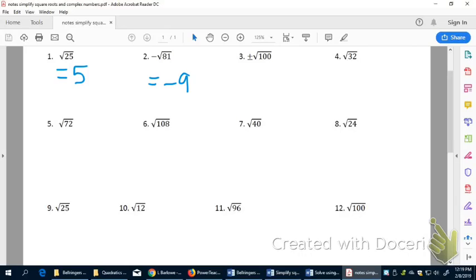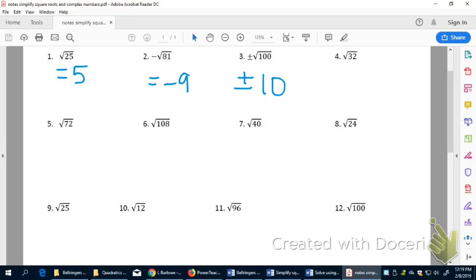Number 3 says plus or minus square root of 100. That plus or minus is weird, but that is a way that you might see things written. So the plus or minus, just say there, what's the square root of 100? 10. Alright, now we're to the point that we don't know what the square root is. We don't know what the square root of 32 is. There's not something that I can multiply twice to give me 32. It's just a decimal on the calculator.